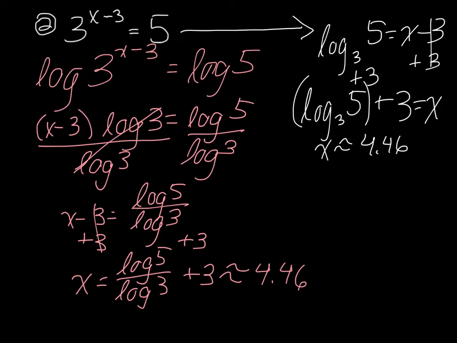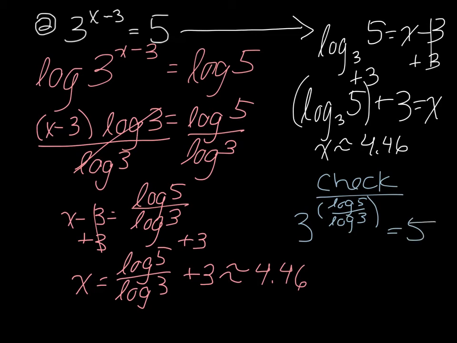Again, of course, we have to check in the original equation. So that would be 3 to the power of the log of 5 over the log of 3. Then there's a plus 3 and a minus 3, so they kind of cancel each other out. You can write it, you don't have to. Equals 5, and when you type that into your calculator, you should get 5 equals 5, so it checks, and this would be our rounded answer.